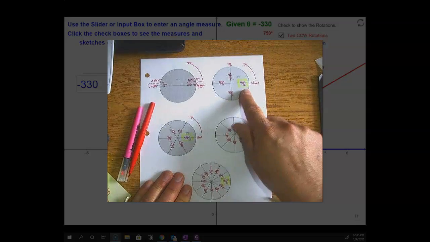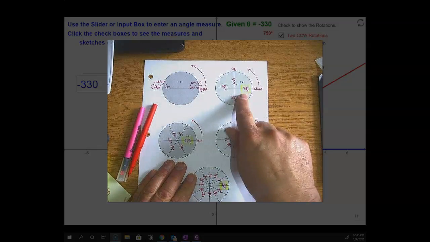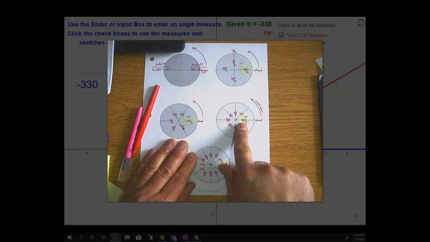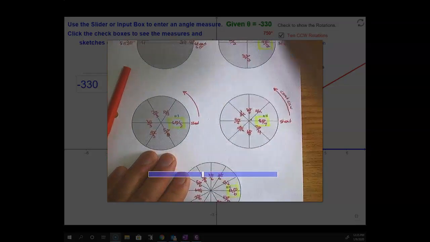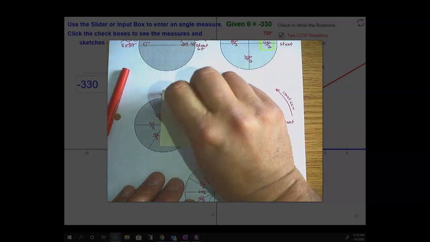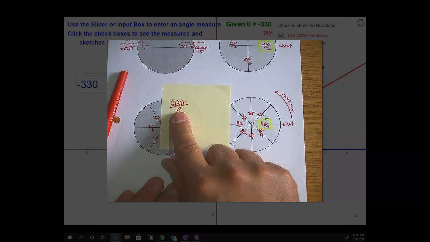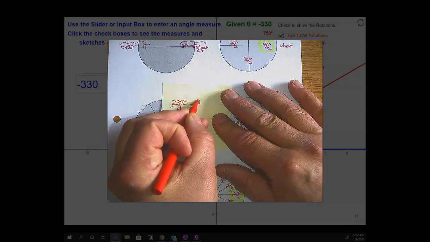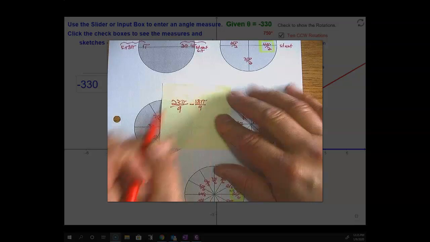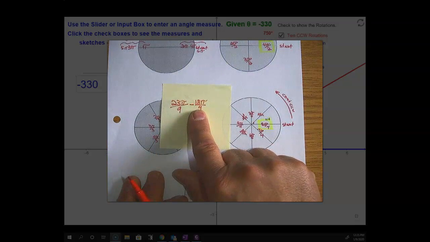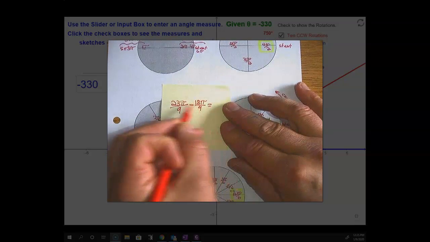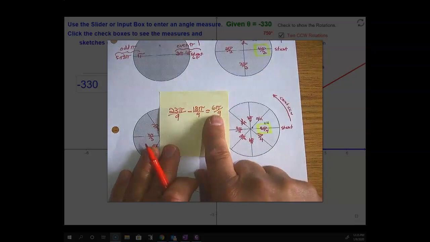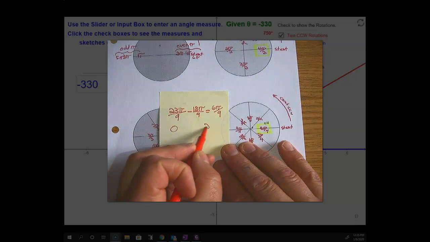Remember, 2 pi is the same as 360. Subtracting this is the same as subtracting 360. So what would 360 be in terms of this? Excellent. Very good. 18 pi over 9. That's the same as subtracting 360. So what is that? 6 pi over 9. Is that between 0 and 2 pi?